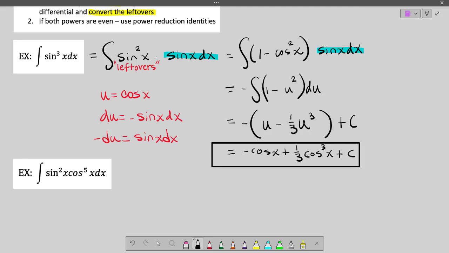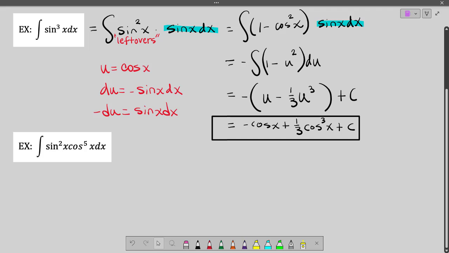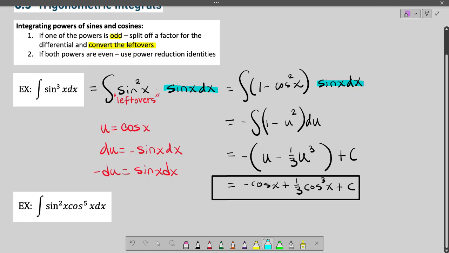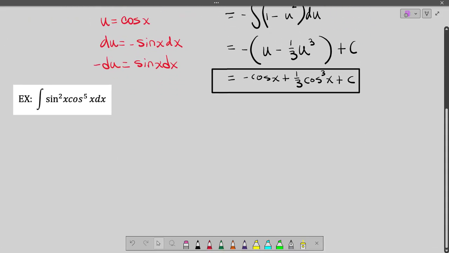So odd power with sines and cosines, pull one off, convert the leftovers. Converting the leftovers means using the Pythagorean theorem. Note down here, if both happen to have even powers, then you're going to do what we did in the last chapter and reduce the powers with the power reduction identities that we used in the last chapter. We're more interested right now in if one of the powers is odd.